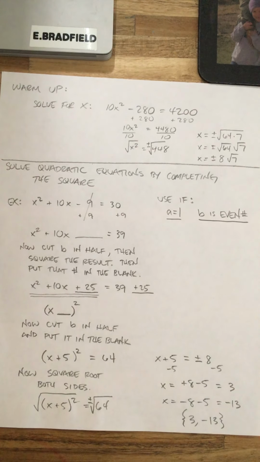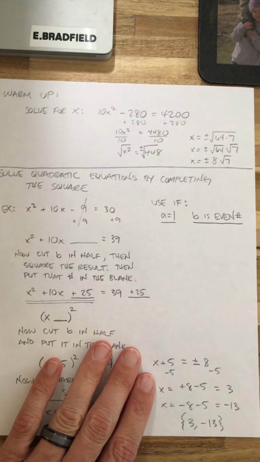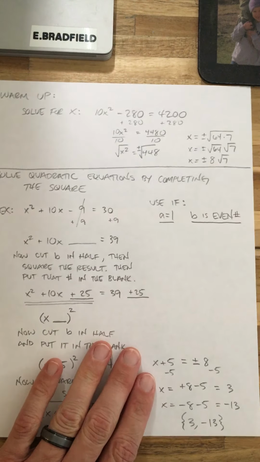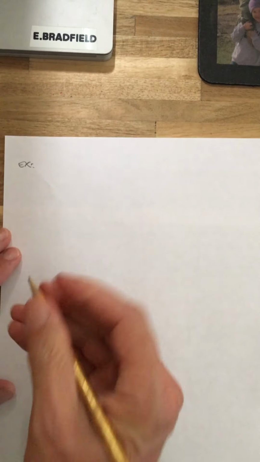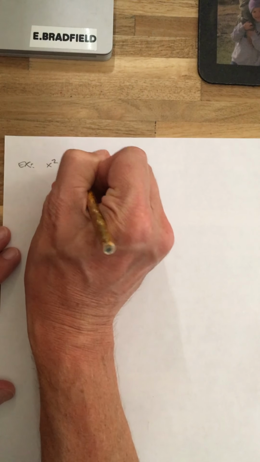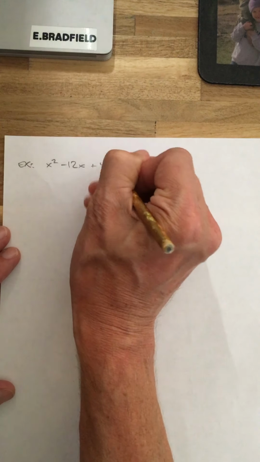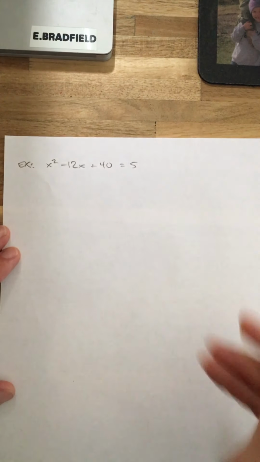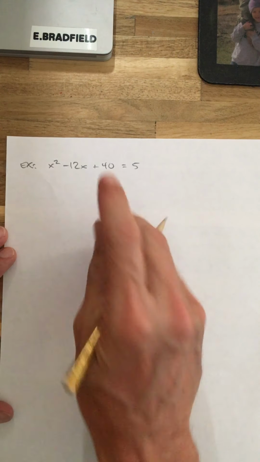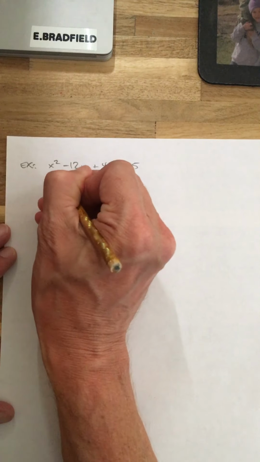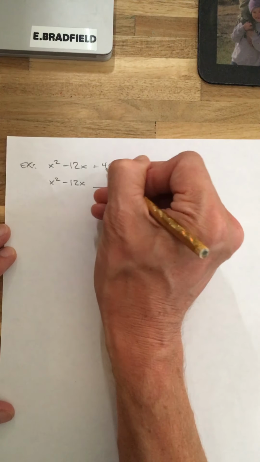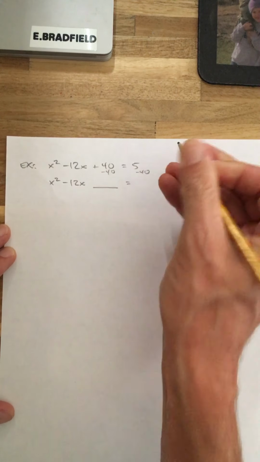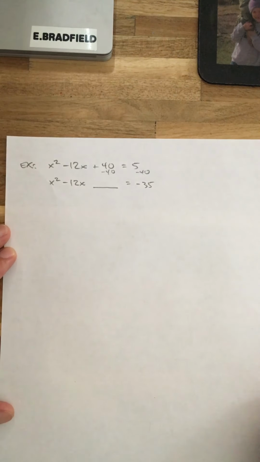Okay, let's do one more example and see what happens, okay? Here we go. I'll try to do two, but let's see. I don't want to push it. All right, so here we go. Example. We have x squared minus 12x plus 40 equals 5. All right, here we go. Move the 40 to the other side. X squared minus 12x, leave a blank right there, equals, I'm subtracting 40, right? So subtract 40, so I get negative 35.